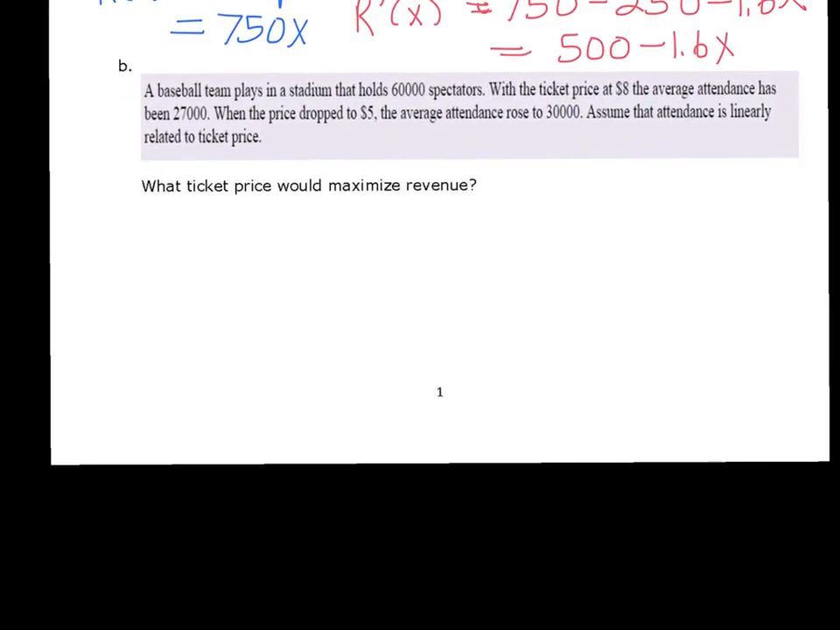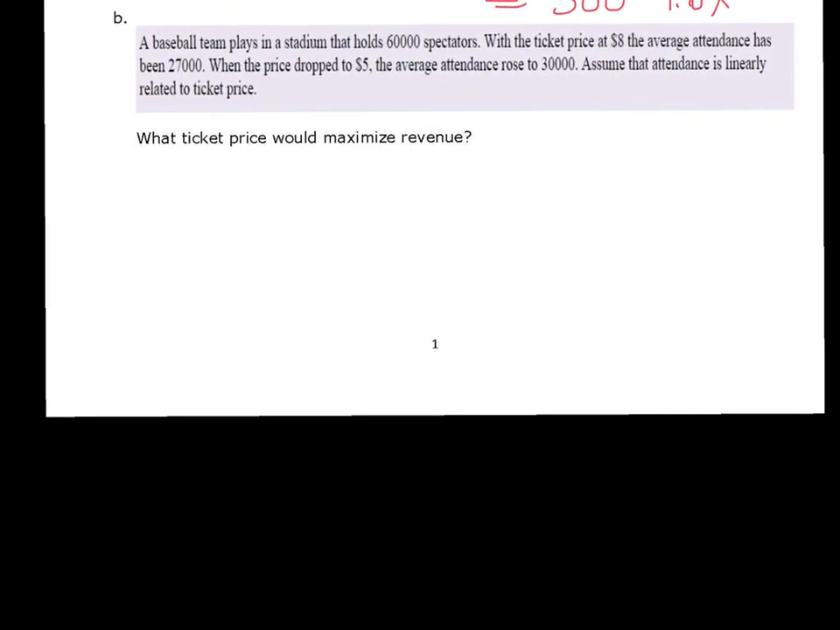All right, a baseball team plays in a stadium that holds 60,000 spectators. With the ticket price at $8, the average attendance has been 27,000. When the price dropped to $5, the average attendance rose to 30,000. Assume that the attendance is linearly related to ticket price. What ticket price would maximize revenue?